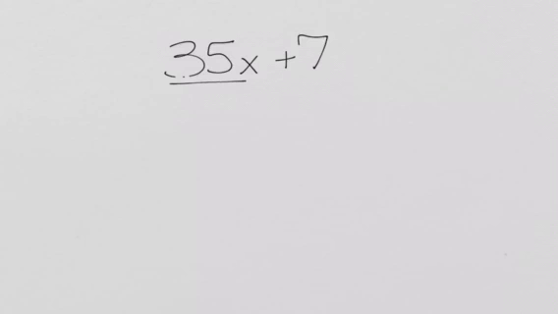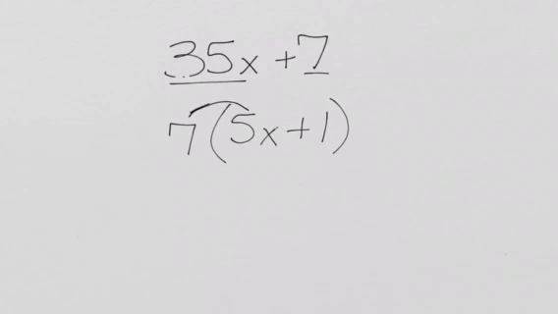In other words, looking at 35x and 7, what is a number that will go into both of them? Well, how about 7? You'll see what I'm talking about here in just a second. 7 goes into 35 5 times. 7 goes into 7 1 time. So if we do the distributive property, that would be 35x, that would be 7. So these two expressions are equivalent. The greatest common factor was 7.